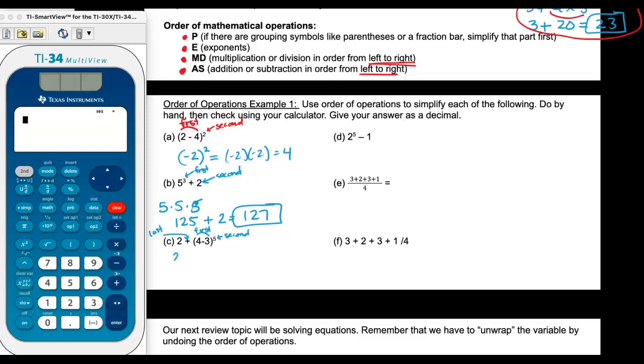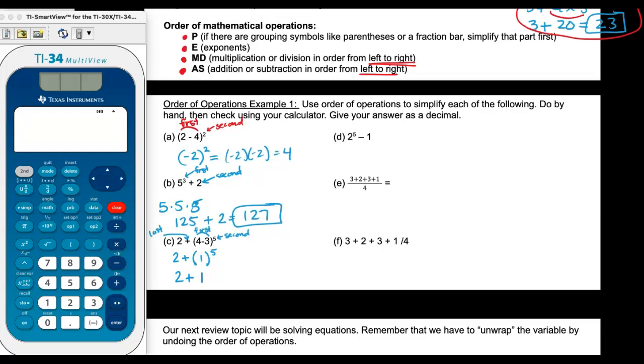So I'm going to start with the inside of the parentheses. 4 minus 3 is 1. And I always do one thing at a time and write down that step before moving on to the next step. And then the exponent next, so 1 times itself 5 times is just 1. 1 to the 5th power is 1.